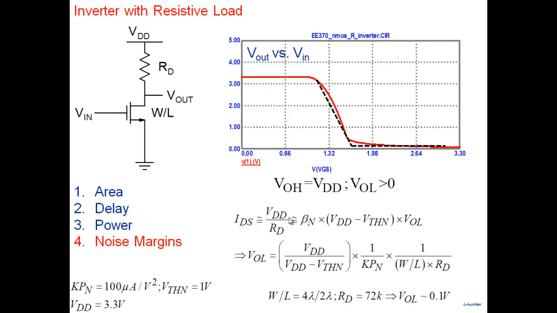Note that when I calculated current, I didn't write VDD minus V0L. Well, V0L is 0.1, so there is a little bit of error. The current that comes in would be 3.2 by RD. I took it 3.3. Doesn't matter. I mean, for a first order calculation, these are okay. So V0L is 0.1. The output doesn't go to 0. It will always stay above 0, here 0.1 for 72K.